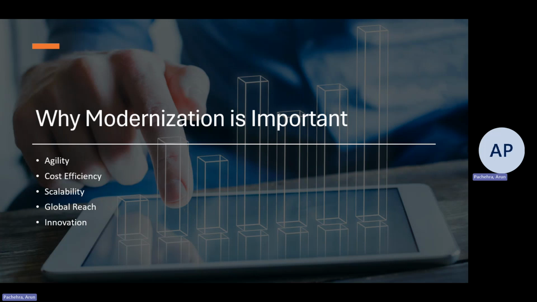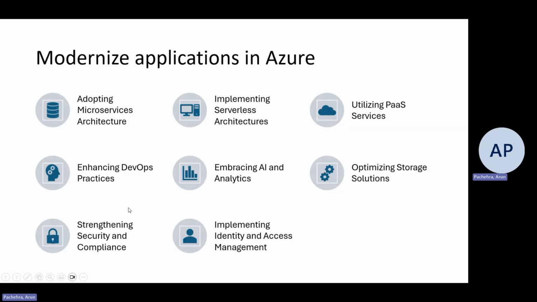Now, it's time to understand how we can achieve this modernization with the help of Azure. So, modernizing applications to leverage the full spectrum of cloud features and functionality can significantly benefit organizations by enhancing scalability, performance, security, and cost efficiency. The very first thing that we can do is adopting microservices architecture.